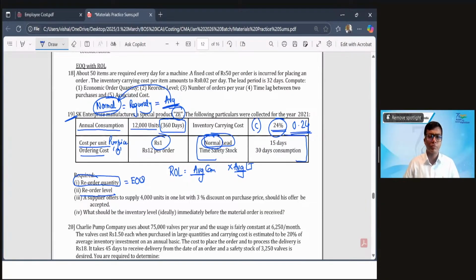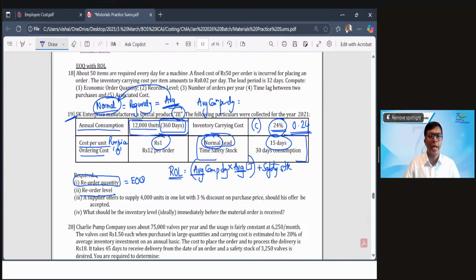Now, how to calculate my reorder level? I just gave you a formula. Average consumption multiplied by average lead time plus safety stock. Now, my lead time is in days, so I have to calculate average consumption per day. How will I calculate my average consumption per day using this data? So first I will find out my average consumption per day.